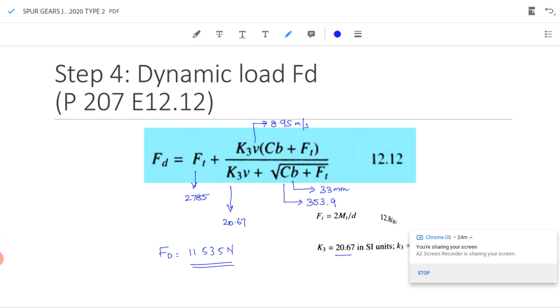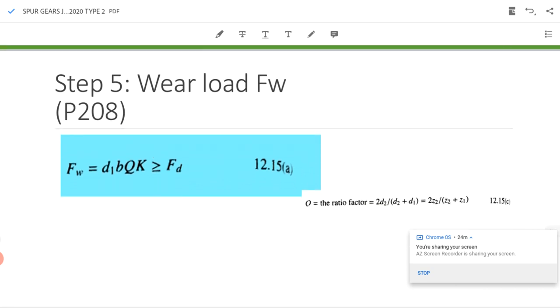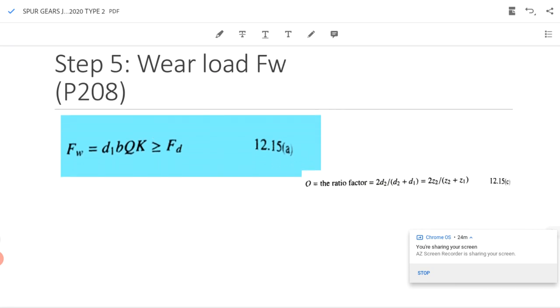11,535 Newton. So this is a dynamic load applied on the gear, and we have to make sure that this dynamic load does not produce any wear and tear. So I will find the wear load Fw from page 208, D1 BQK, very small equation. So here D1 is known. D1 was equal to 171.4 mm.